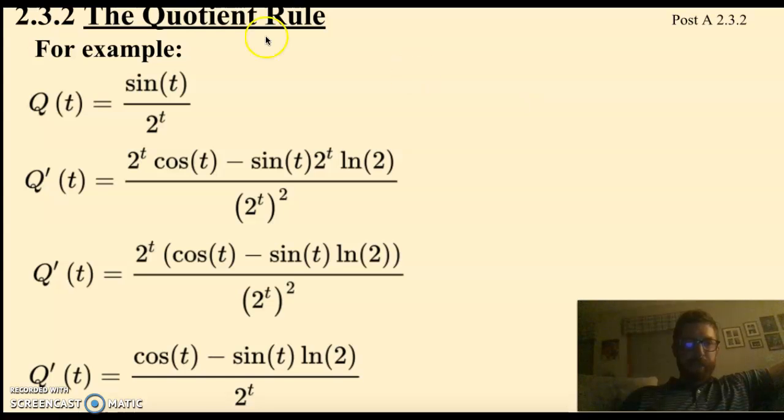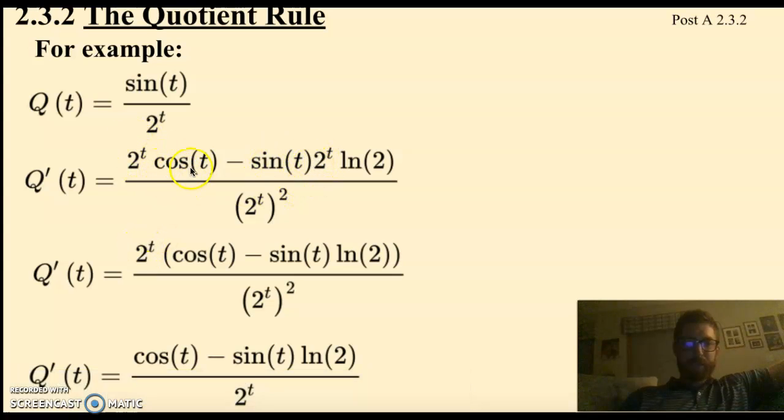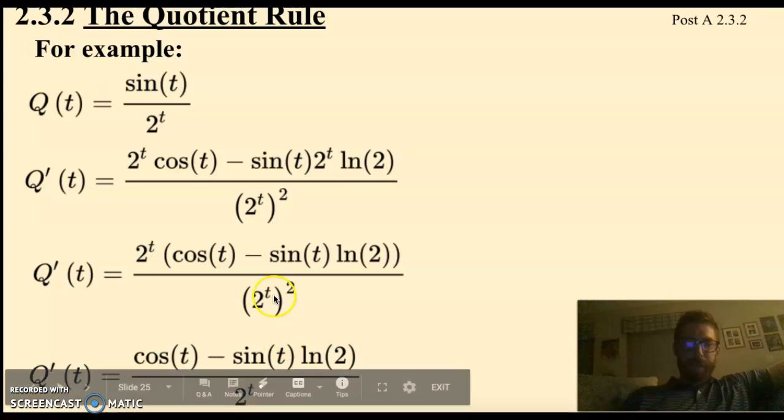So you can see in this step, both this part of the equation and this part of the equation have 2 to the t. So I factored 2 to the t out. I have one 2 to the t up top. I have two 2 to the t's on the bottom, so I can go ahead and simplify those. The squared goes away, and I'm left with cosine of t minus sine of t ln 2 over 2 to the t.